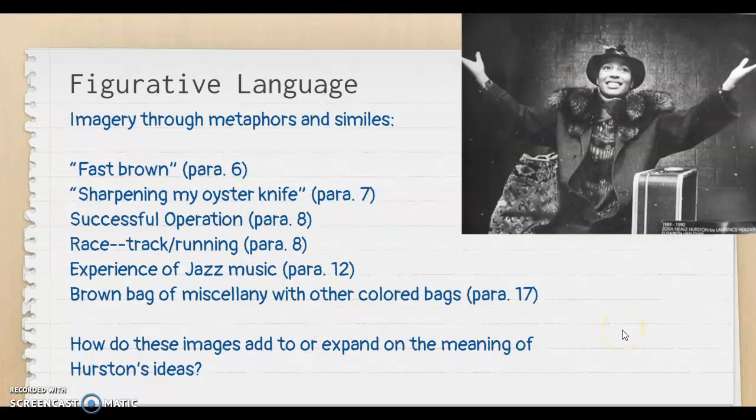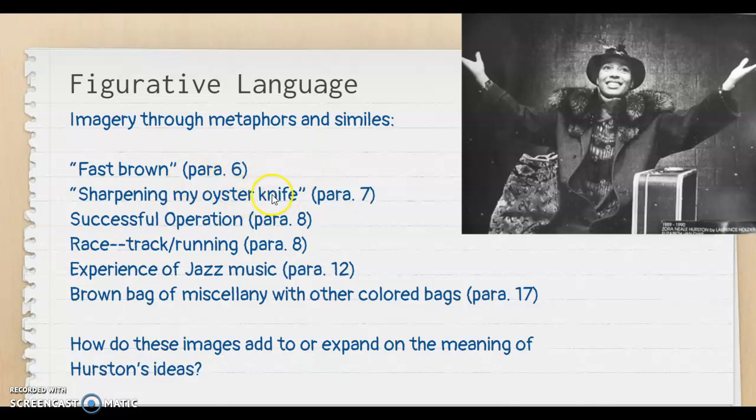Throughout her essay, she also uses figurative language, imagery in particular, through the use of metaphors and similes. I've already talked about her use of the metaphor fast brown being that permanent color that won't come off or change. In paragraph 7, she talks about she's busy sharpening her oyster knife.